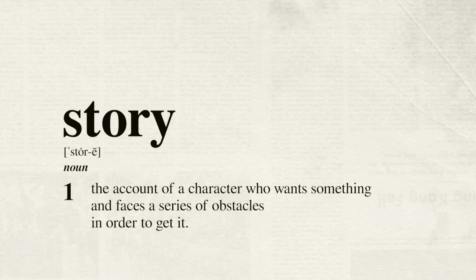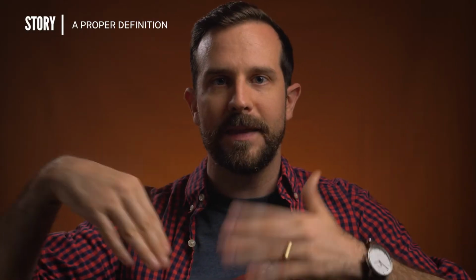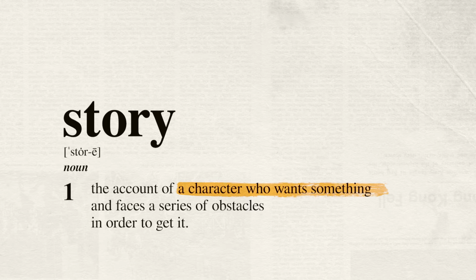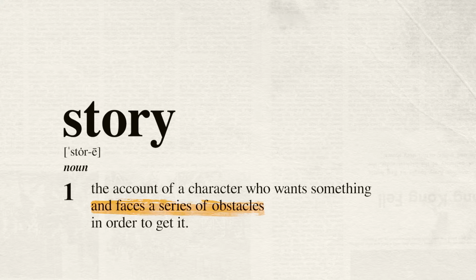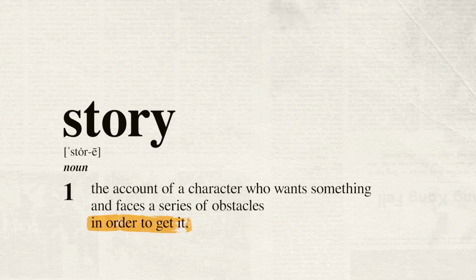So at its core, a story is a character who wants something and faces a series of obstacles in order to get it. Let's look at that sentence and break it into its individual components so we can see, because there's a lot in that sentence. You have a character who wants something. So there's a character who wants, and they face a series of obstacles, conflict, and a series of problems that unfold over time in order to get it.